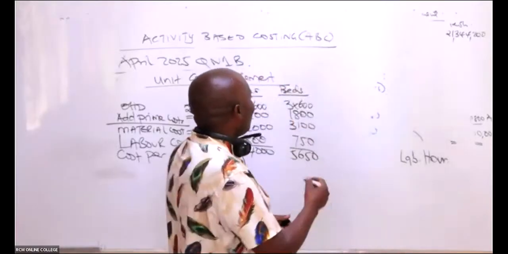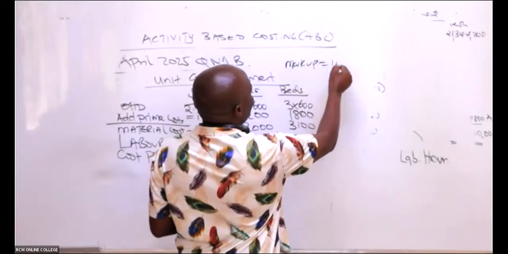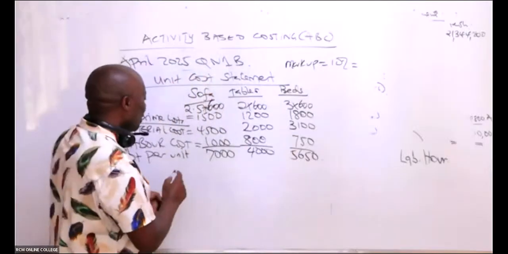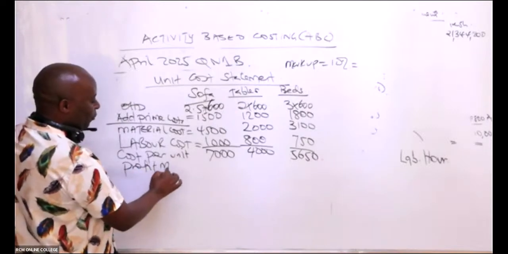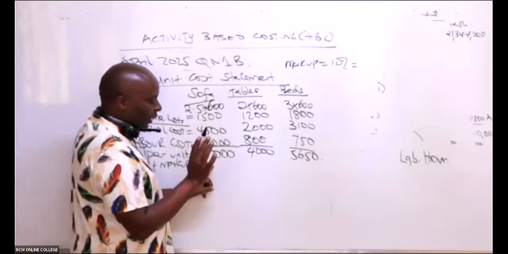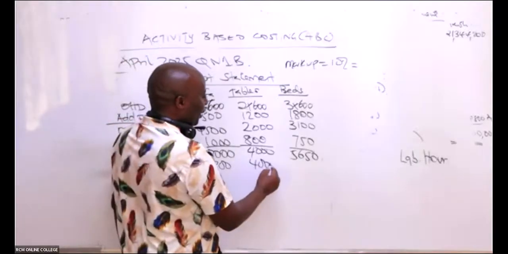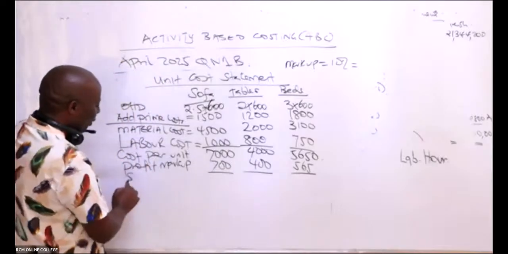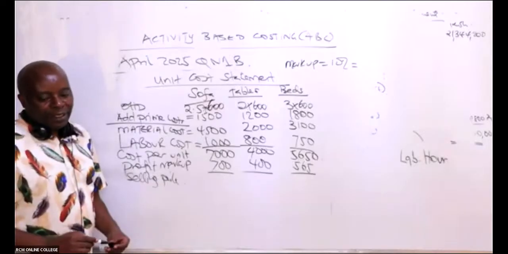If he gave you a markup of 10%, then you should have come here and calculated the profit now. We call it profit, your profit markup. So it'll be 10% of 7,000, which will be 700, isn't it? 10% of this, 400. 10% of this, 565. And then when you add the two, you are able to get what we call a selling price.